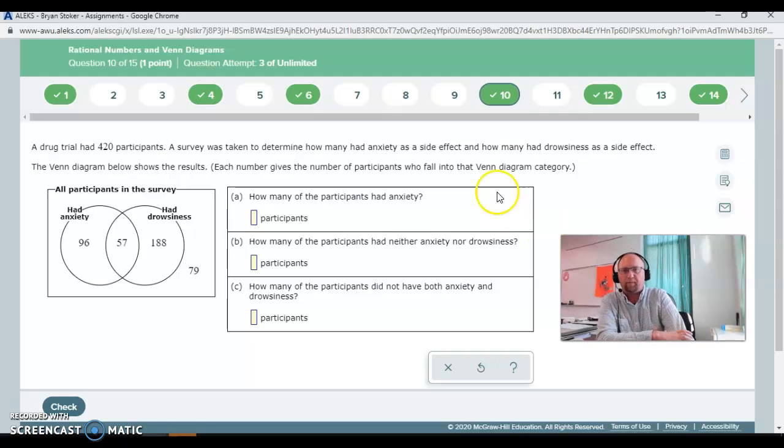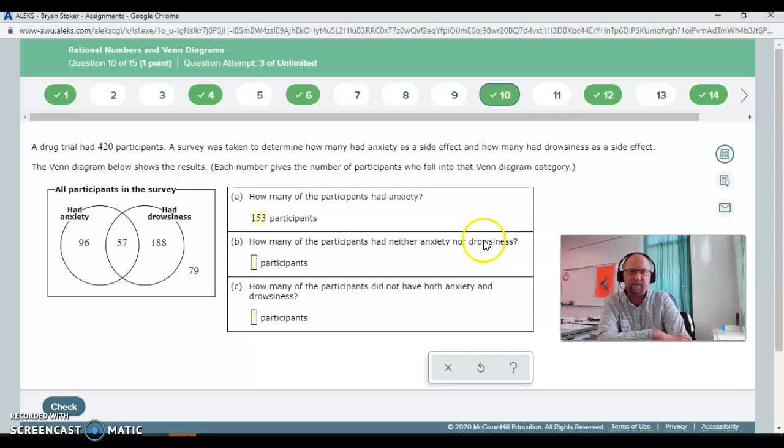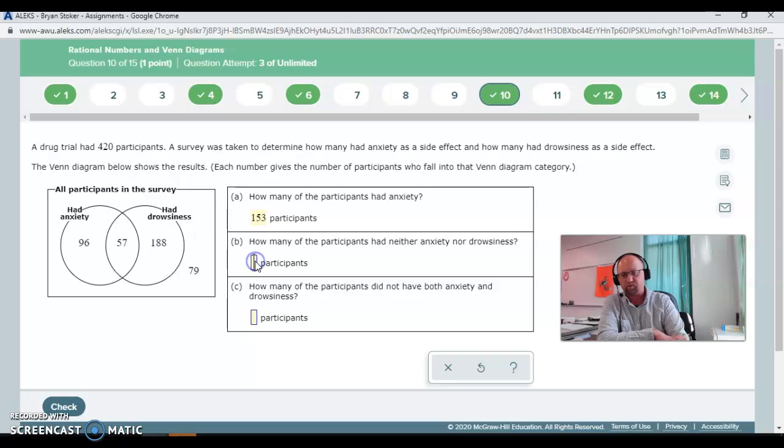And we're back. Okay. So to do this, how many of the participants had anxiety? Well, if you're inside this anxiety circle, you had it. So to find that answer, you have to add 96 plus 57. And that's 153. Then how many of the participants had neither anxiety nor drowsiness? Well, everybody in here had one or the other. But down here is all the participants that had nothing. That answer is just reading the Venn diagram. You don't even need the calculator.